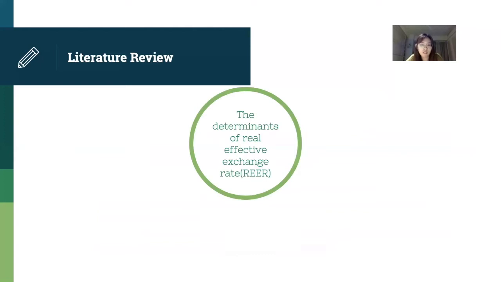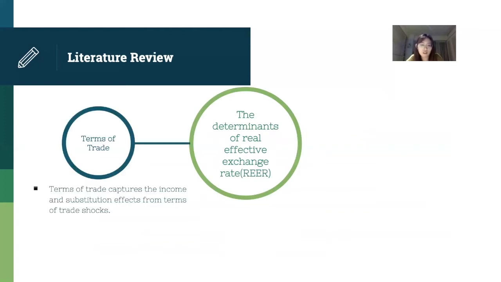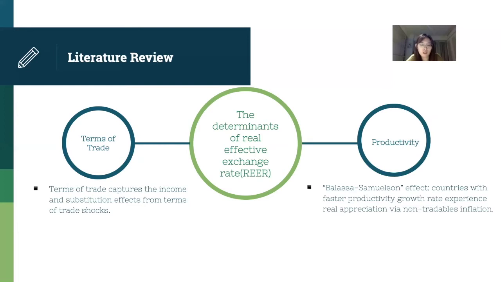There are 3 determinants of the real effective exchange rate. First, terms of trade capture the income and substitution effects from terms of trade shocks. And according to the Balassa-Samuelson effect, countries with higher productivity have higher wages in the traded sector, so it will also cause an increase of wages in the non-tradable sector. So the exchange rate of faster growing countries will increase more.